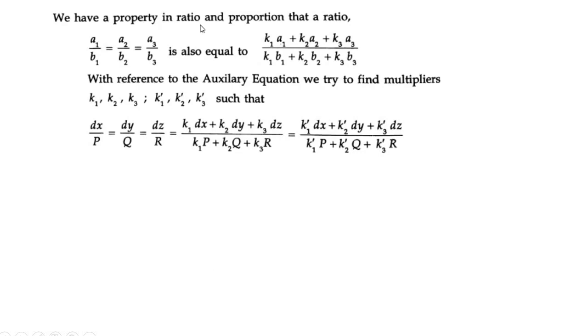We also have a property in ratio and proportion: a1/b1 = a2/b2 = a3/b3 = (k1 a1 + k2 a2 + k3 a3)/(k1 b1 + k2 b2 + k3 b3). These k's are called multipliers. With reference to the auxiliary equation, we try to find multipliers. How do you find the multipliers? That is by a trial and error method.